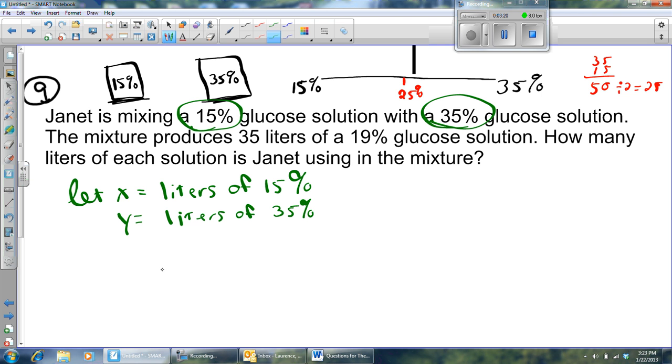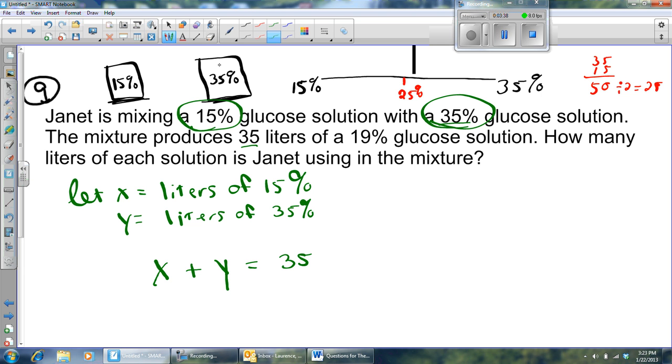Okay, I should have my first equation. I'm going to take the liters of the 15%, mix it together with the liters of the 35%, and that should give me the total liters. It's just a coincidence that this is 35 and that number is also 35. That is just a coincidence.